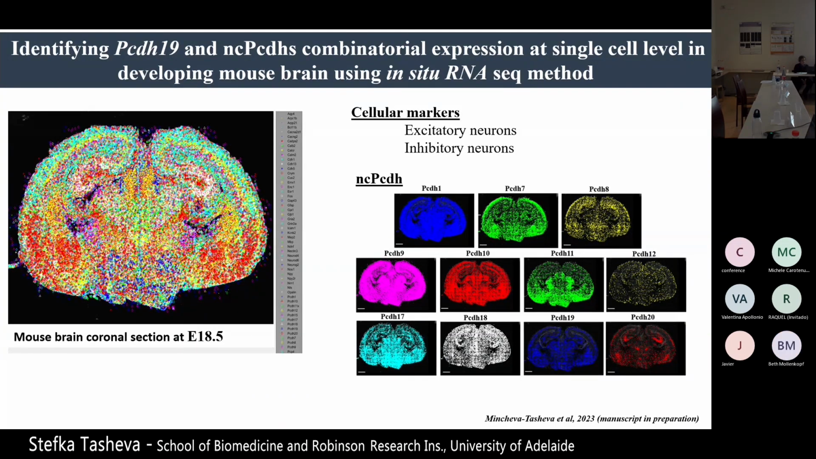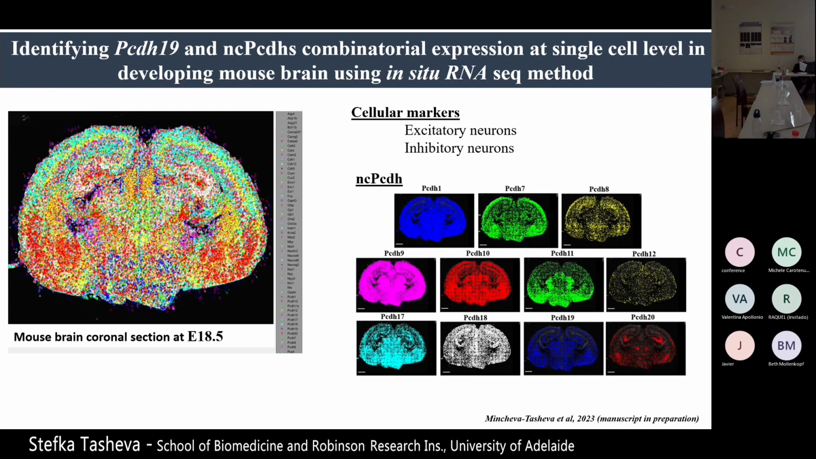And this was performed in Karolinska Institute. So we used two sets of probes. One set of probes that identify all the members of the non-clustered protocadherins, and another set of probes that identified the different neurons, so excitatory or inhibitory neurons. We used about 15 different markers, but I'm going to show you an example just for the most relevant of them.